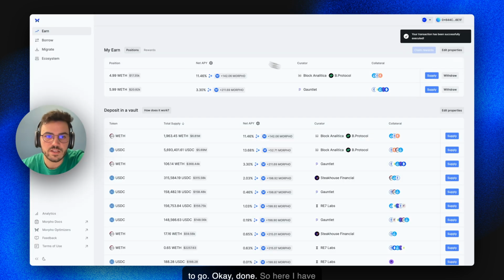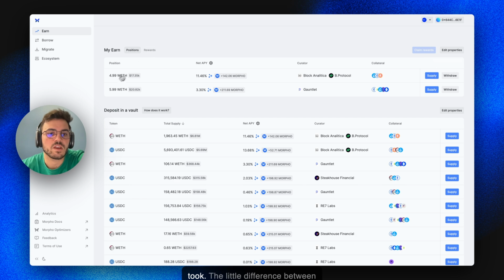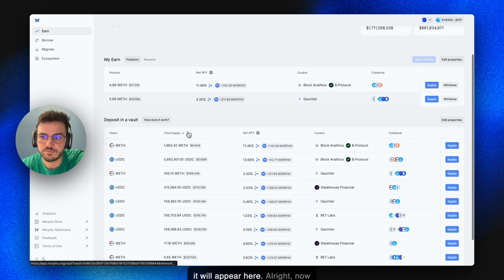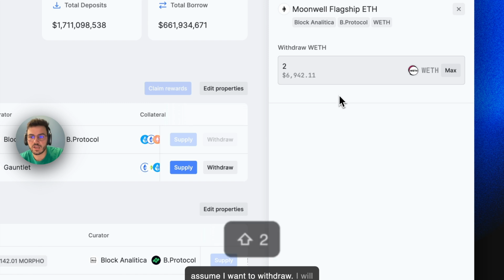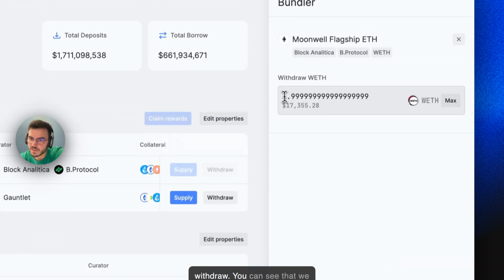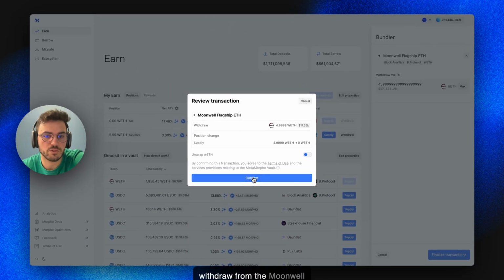Okay, done. So here I have my positions, the 2 positions I took. If you are getting some rewards, they will appear here. Now, how can I withdraw my positions? You just have to click here. I will fully withdraw here, so I will max withdraw. You can see that we have almost 5 WETH. And I will just withdraw from the Moonwell Flagship ETH.